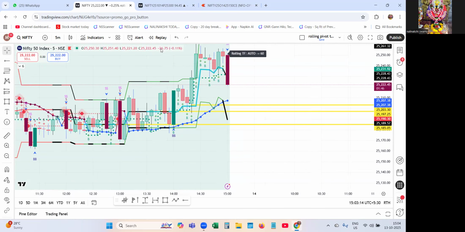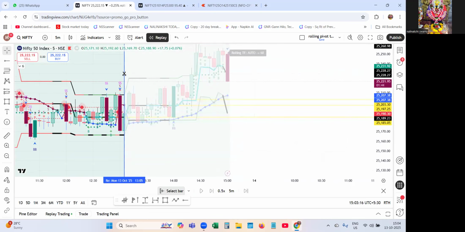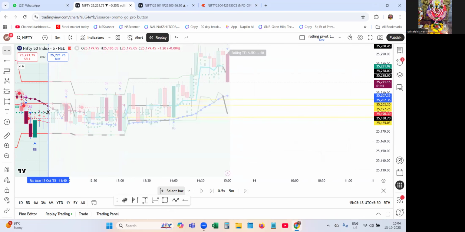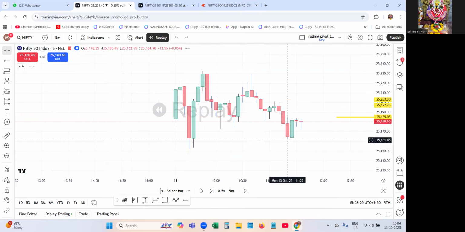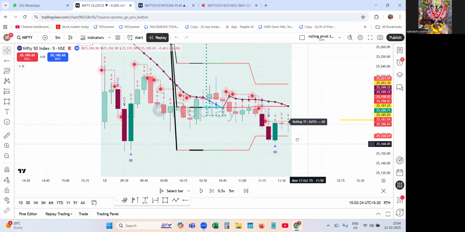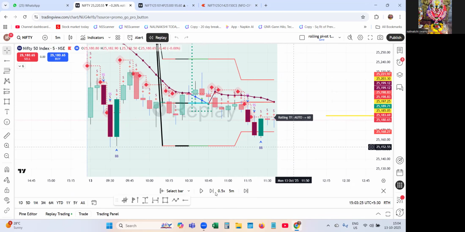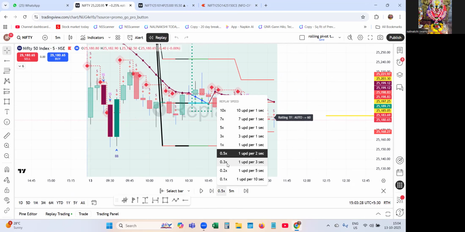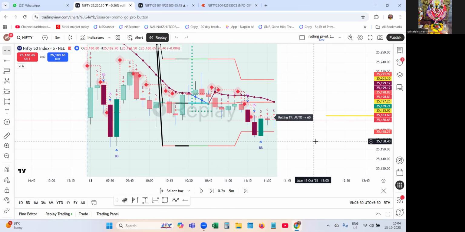Let me show you people in the playback mode, so that you will understand. See, now I have not started the playback mode. Let me make it a little bit slower. All the pivots are red. So there is no sign of reversal yet, even though it has come down to 11:30.